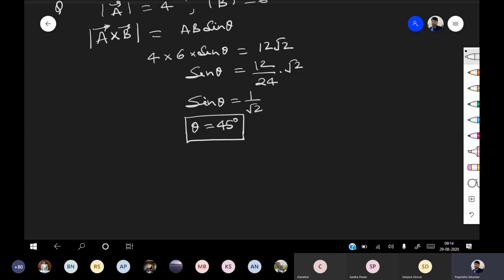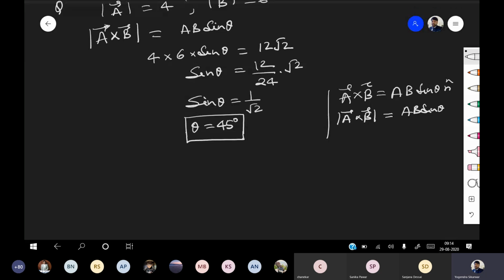But as they have used the word magnitude, I went for the formula A cross B, because A vector cross B gives you A into B into sin theta into n cap, and when you take the magnitude of that, the magnitude of A cross B is equal to AB sin theta. That's why I went for this formula, because the word magnitude was used.